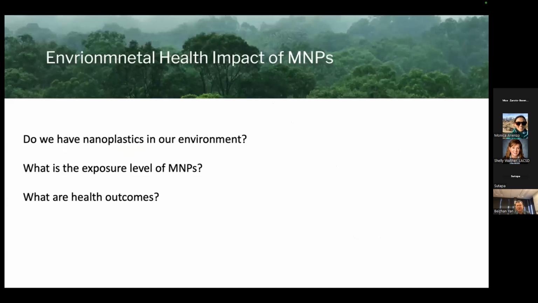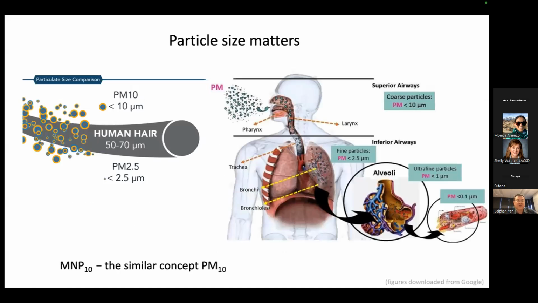So as I mentioned, I'm working on the health part. To me, the health part is important, and the particle size really matters.